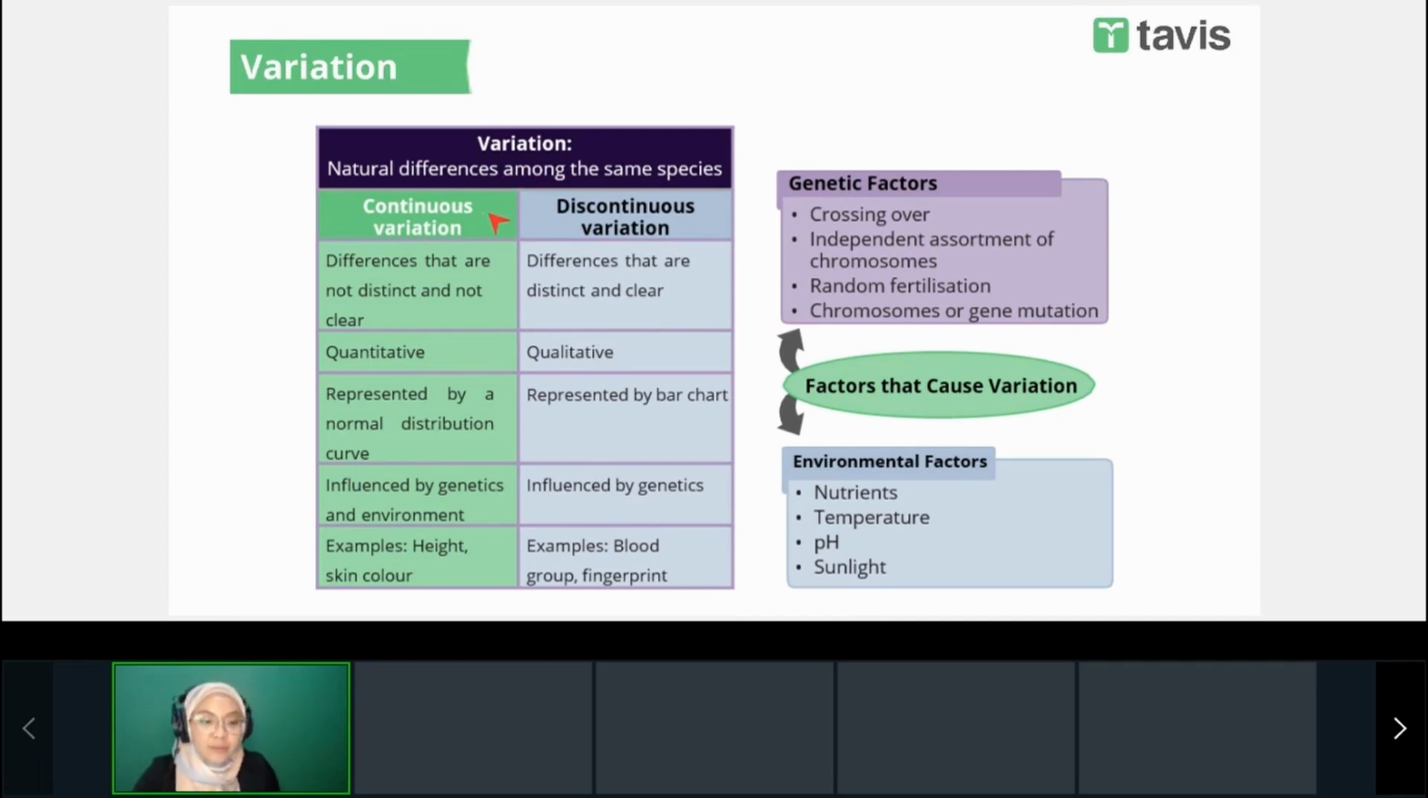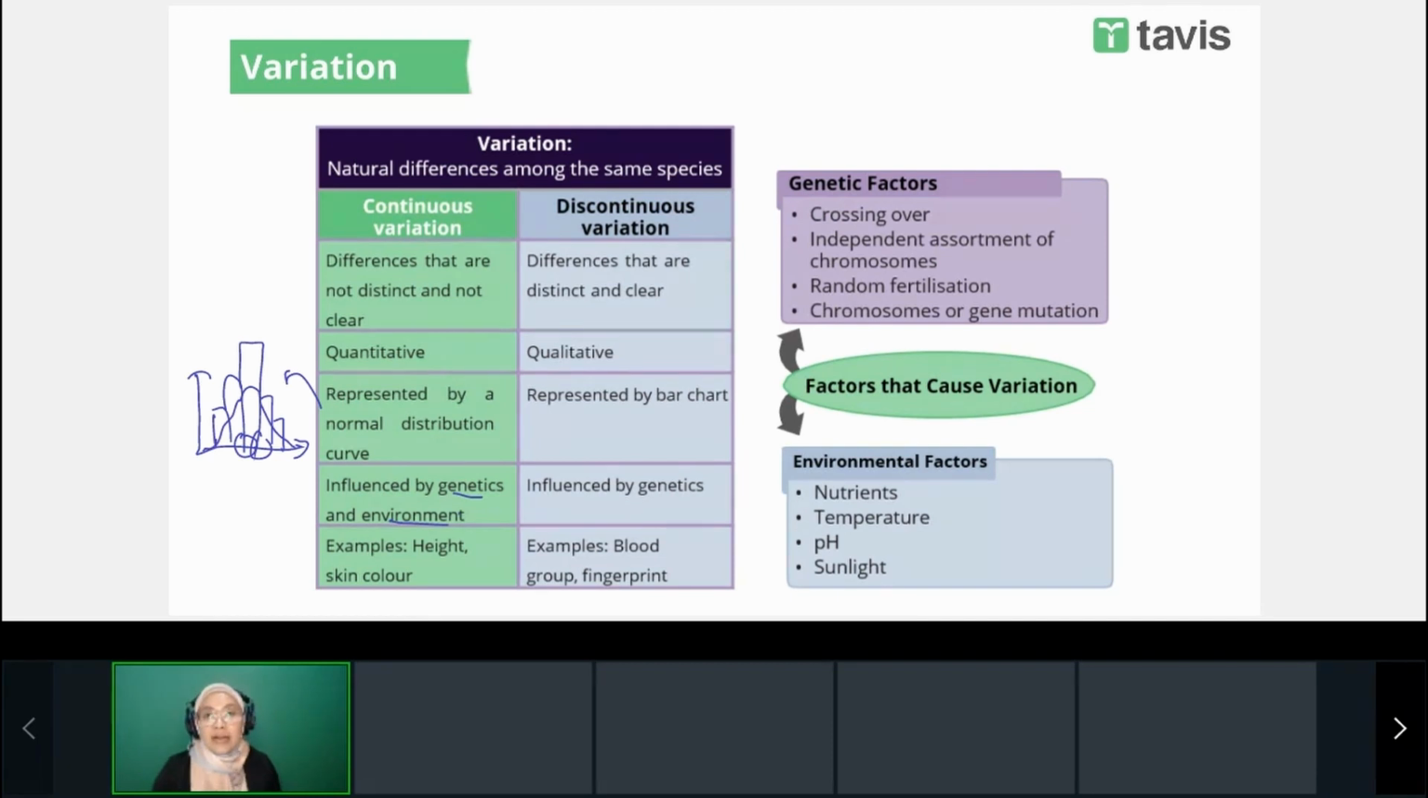We have continuous variation and discontinuous variation. Let's see the continuous first. Continuous is something that we can measure, like height and weight. It is represented by a normal distribution curve, like this. A histogram. We call it a histogram, where the bars are near to each other with no gap between them. It will form a curve like this. It is influenced by genetics and environment.